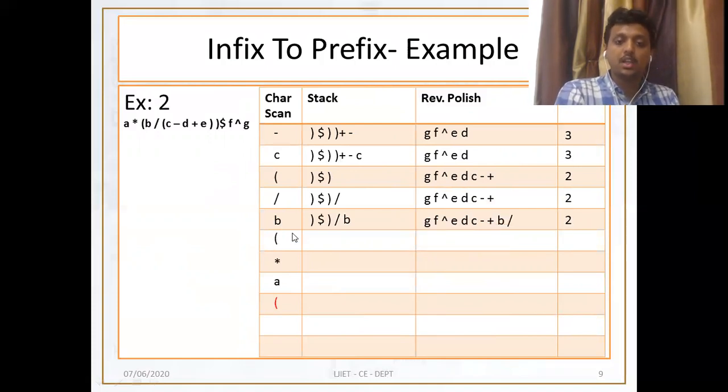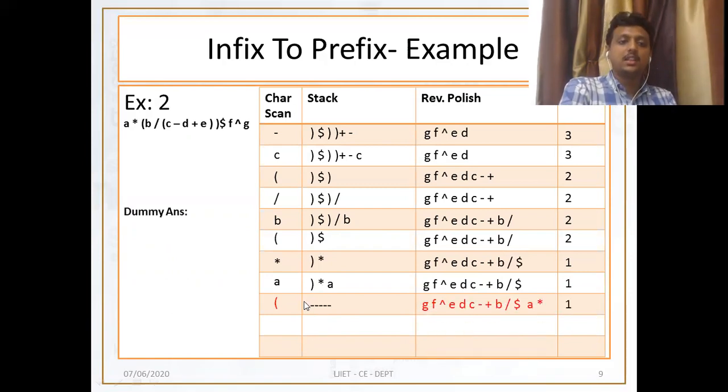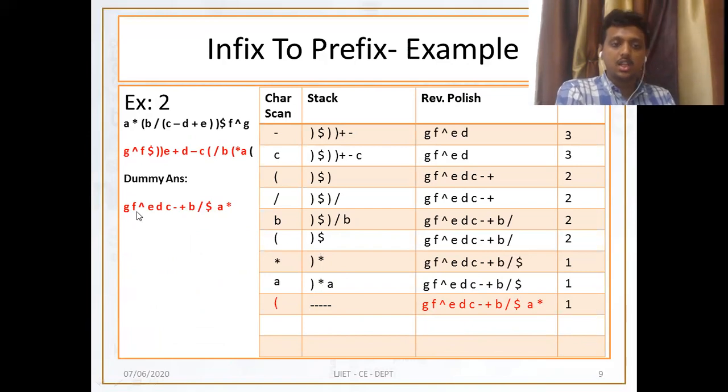Next opening, again opening is coming, so pop every element, B and division, and then this element will be cancelled out. So this is the answer. Next star: dollar has a higher precedence than star, dollar will be popped out, and this is the answer. Again A, push A. And finally the opening bracket, both opening and closing will be cancelled out, and this is your final answer. The answer is GF caret EDC minus B division dollar A plus.